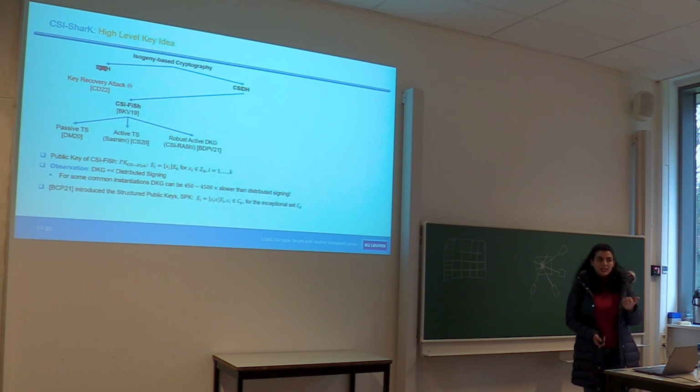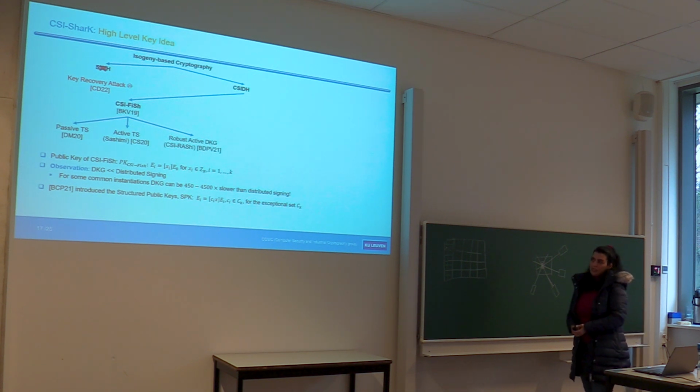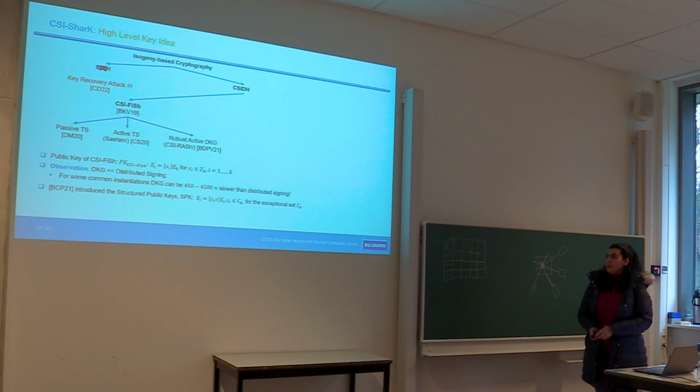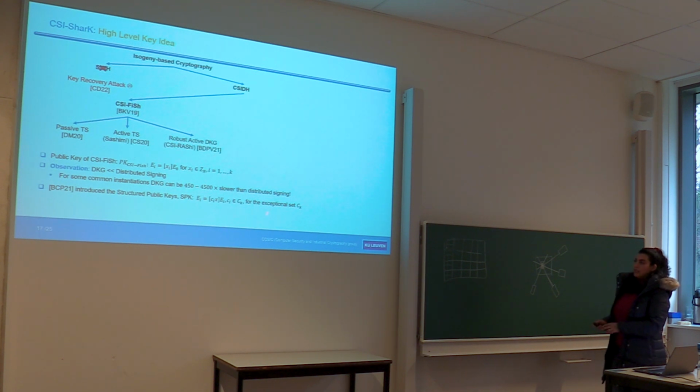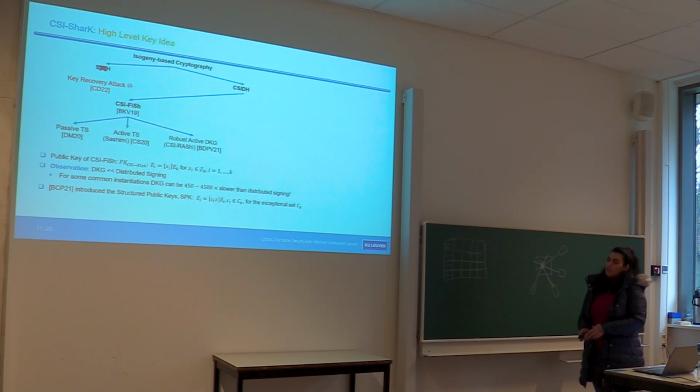And then there is another paper in which they are introducing a structured public key. This is a paper which was done with my co-authors. And they introduced this structured public key, which says that instead of having K different secret keys, we can have just one secret key and the factors of that secret key. And this c_i is public, and it should be chosen from the exceptional set.